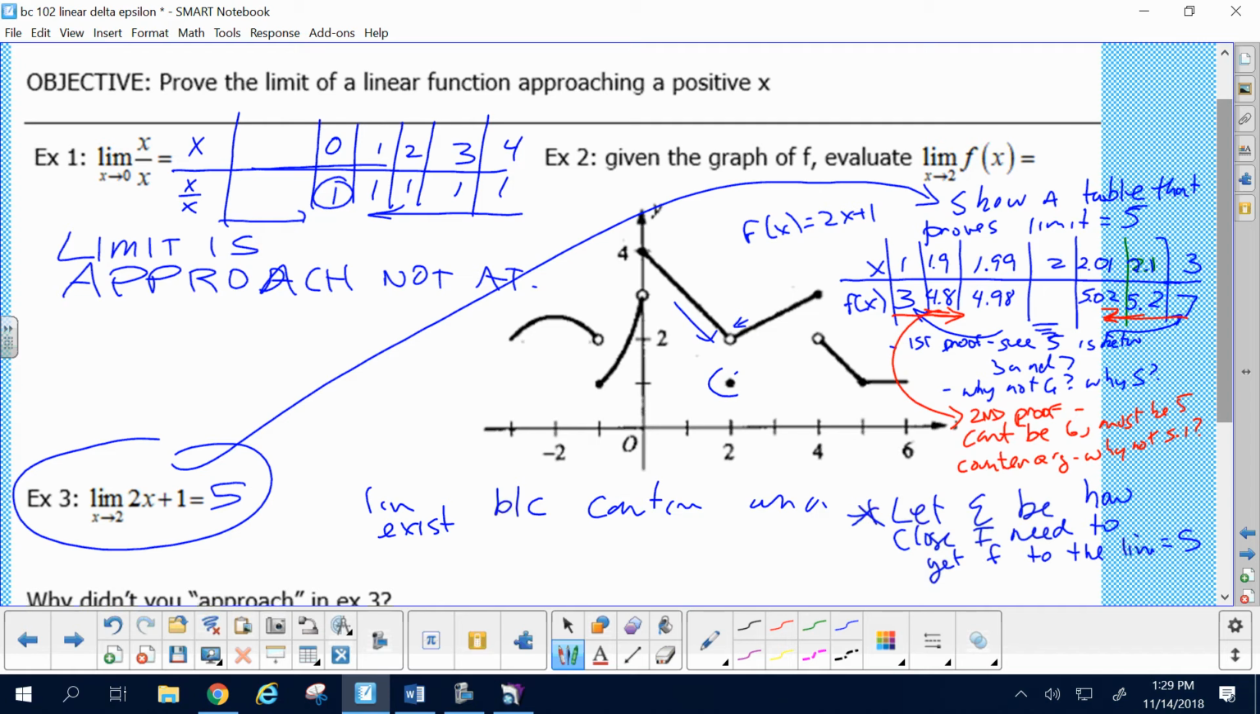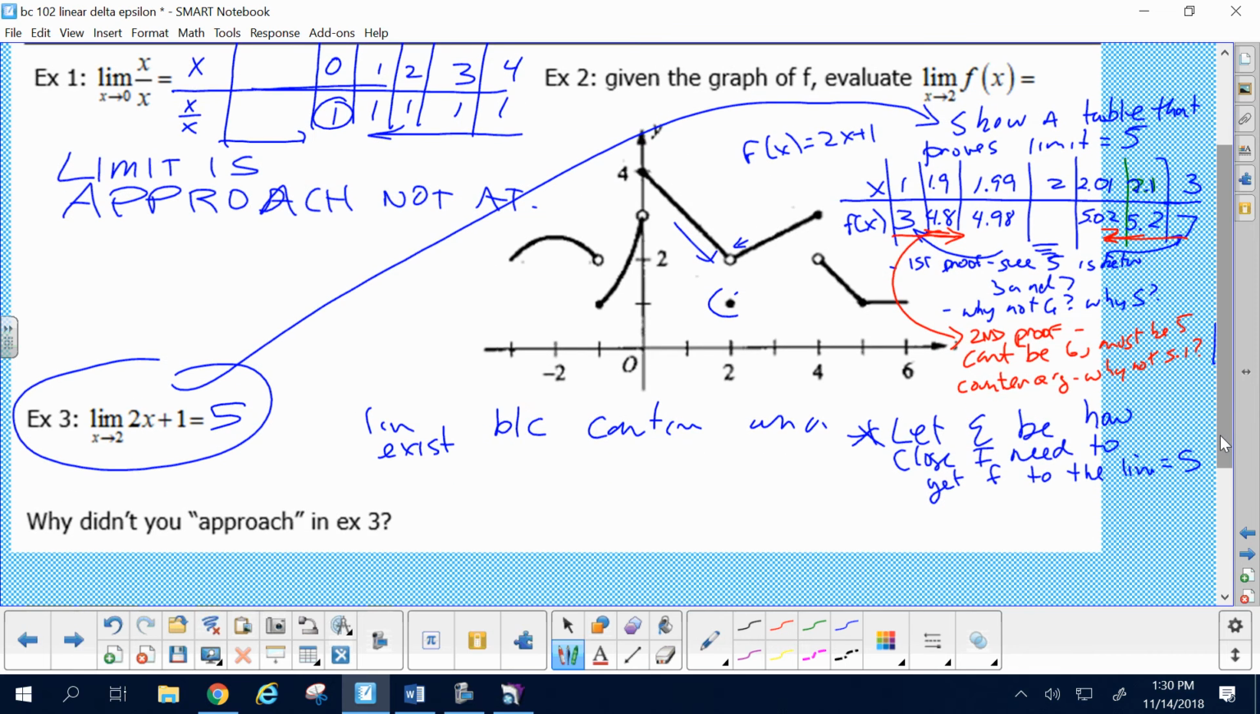Are you with me? Now, in this case, I left off with I was 200ths away, and therefore maybe they said that's not close enough. Right? Now, if epsilon represents the closeness I need to get f to the limit, then another way of saying it is the difference between the function and the limit I say is 5 needs to be less than epsilon.